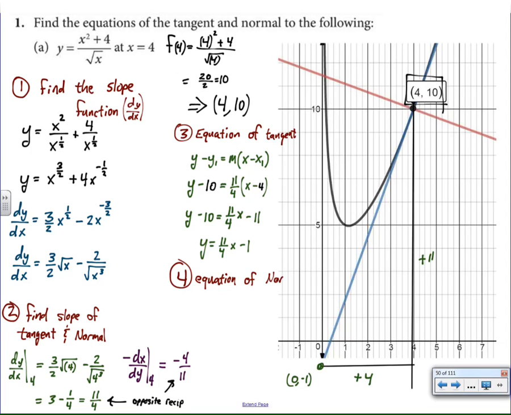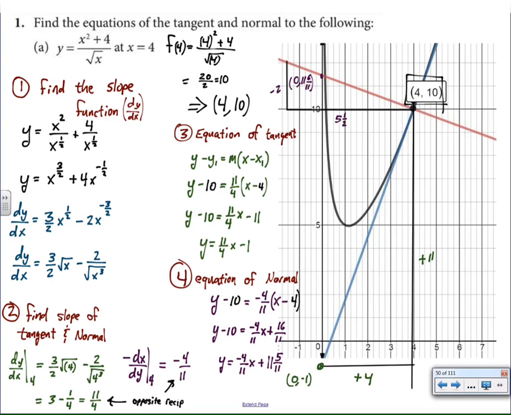y minus y1 equals slope times x minus x1, where the slope this time is negative 4/11, and I get the following: 11 and 5/11. Here it says 11 and 6/11. That's a typo. Nonetheless, it's good enough for me. So these two equations are the one the tangent and the other the normal.